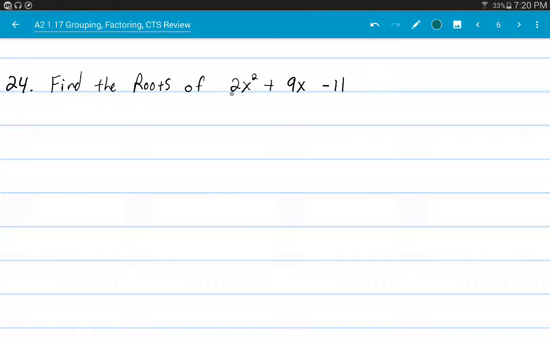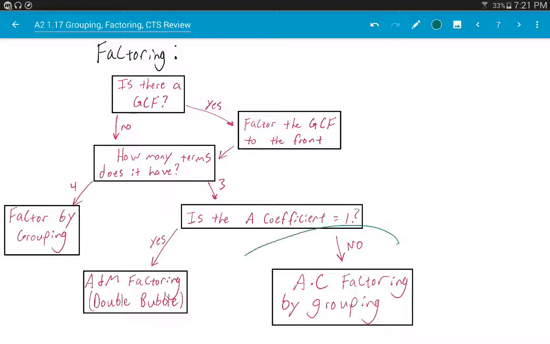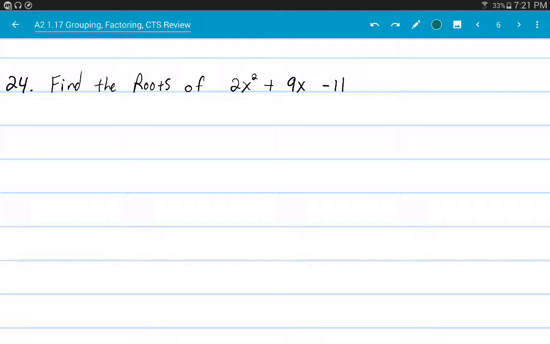Now, is there a GCF? No. How many terms does it have? It has 3. Is the first coefficient equal to 1? Is a equal to 1? No, it's not. So that means that we've got to do a times c factoring, which is factoring by grouping. So here's what we do. A, B, and c. A times c is going to be negative 22.